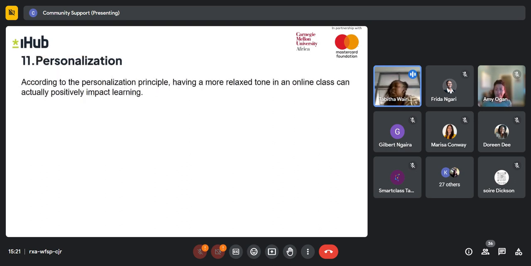I want to move to personalization. So according to the personalization principle, having a more relaxed tone in an online class can actually positively impact learning.